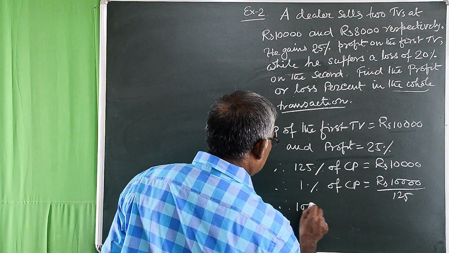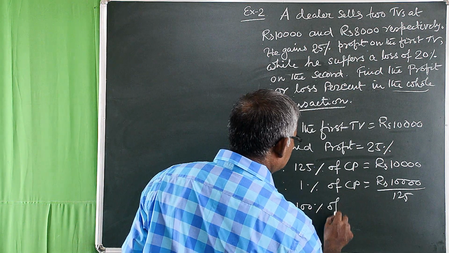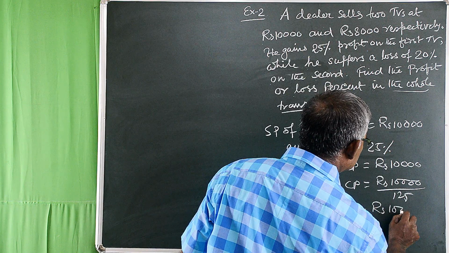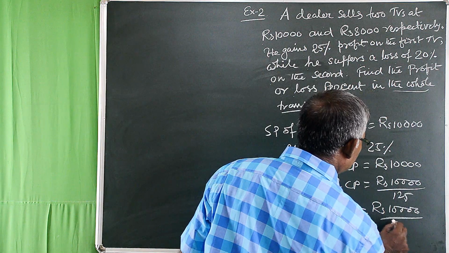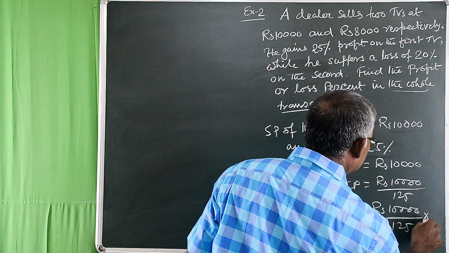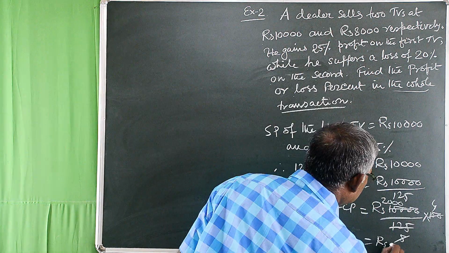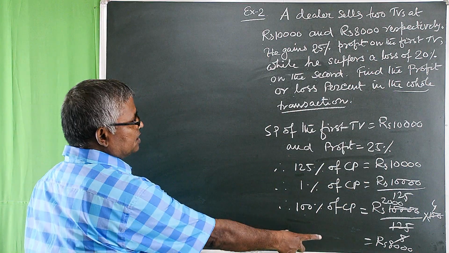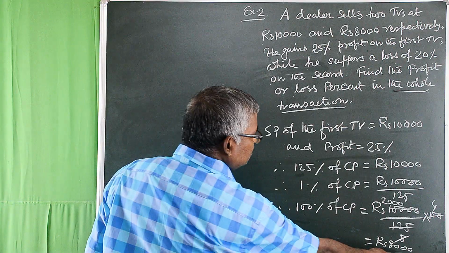Therefore, 100% of CP equals rupees 10,000 by 125 into 100, which is 8,000. Hence, the cost price of the first TV is rupees 8,000.